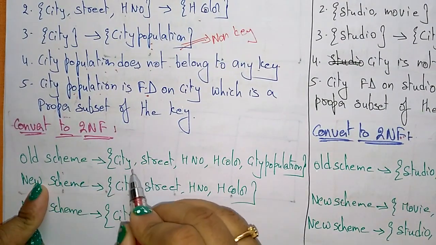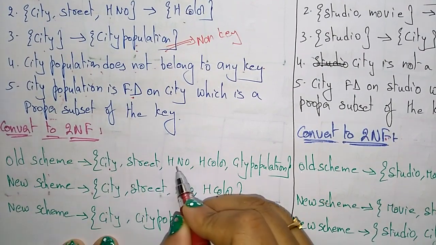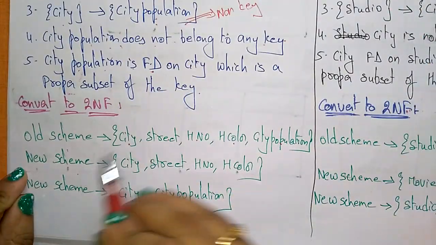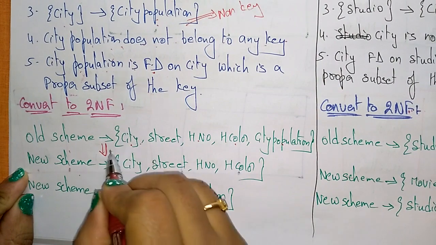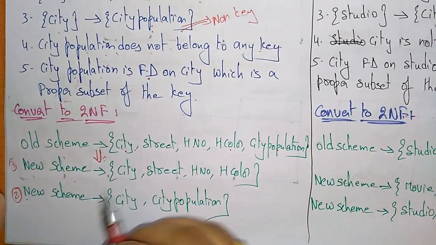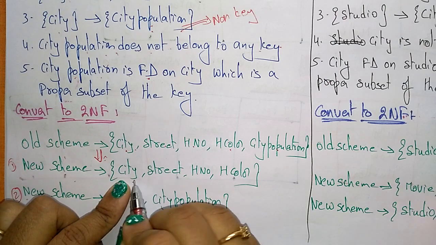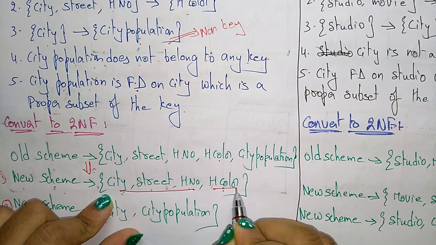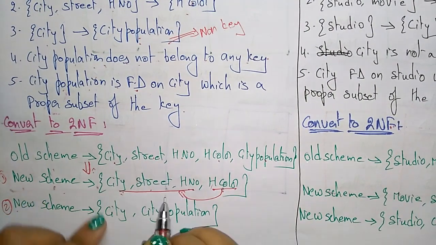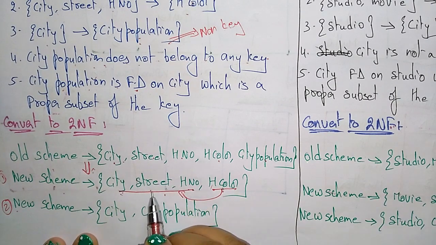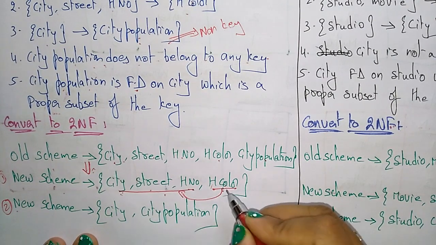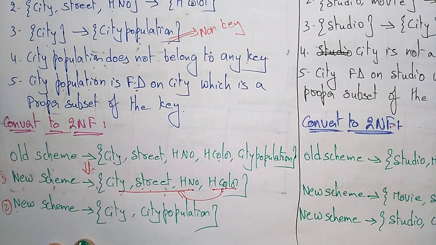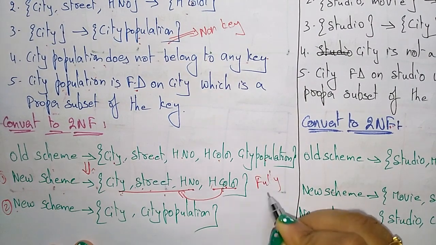So this is the old schema, consisting of the attributes city, street, house number, house color and city population. Now, in the new schema, I am decomposing this table into two tables. The first table consists of city, street, house number and house color. These three are the key attributes and house color is a non-key attribute, fully functionally dependent on these three keys. That means the non-prime attribute depends upon the prime attributes.